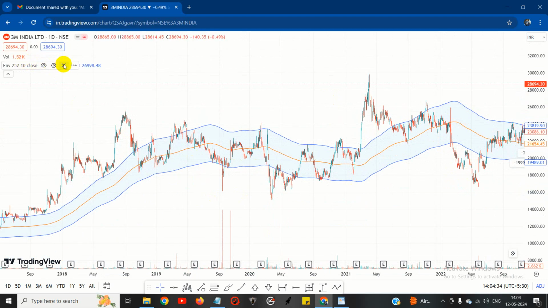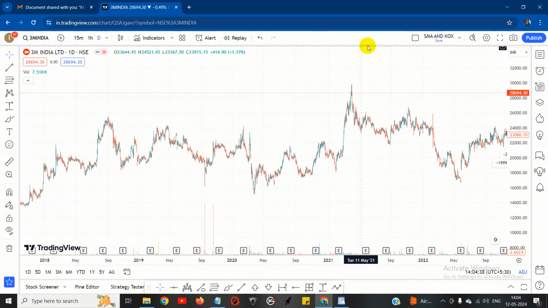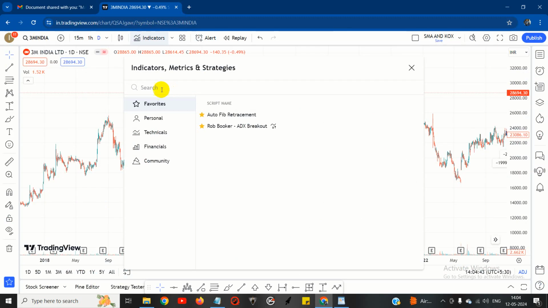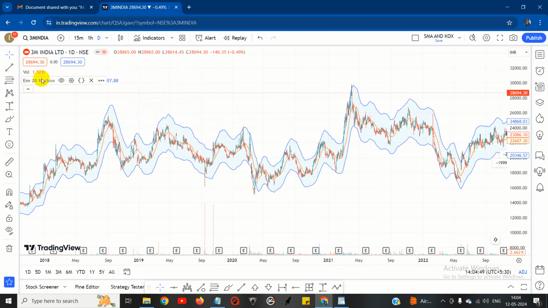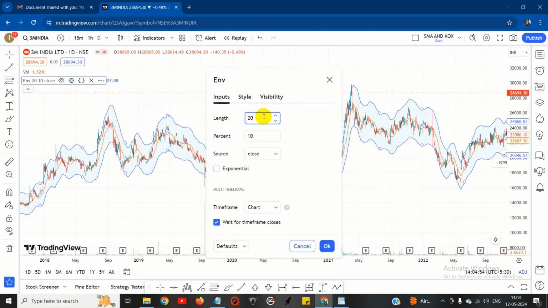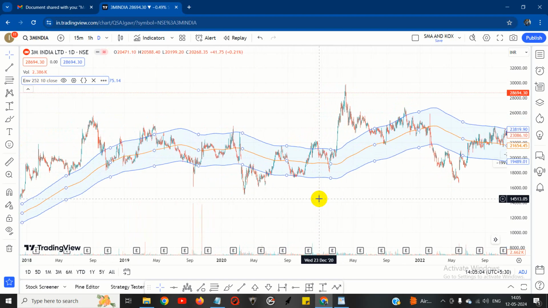I have gone to TradingView, and I will show you one more time. I went to indicators and typed envelope, then clicked here. Once the envelope came, I went to settings. In settings, the length I kept is 252, and the percentage is 10, which means I want a gain of 10%. Fine. Now see, the band is flat.